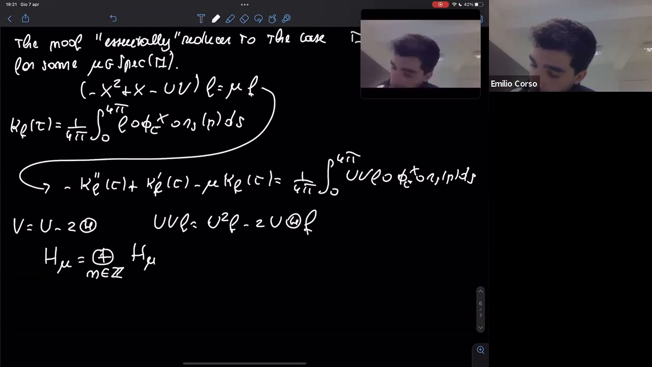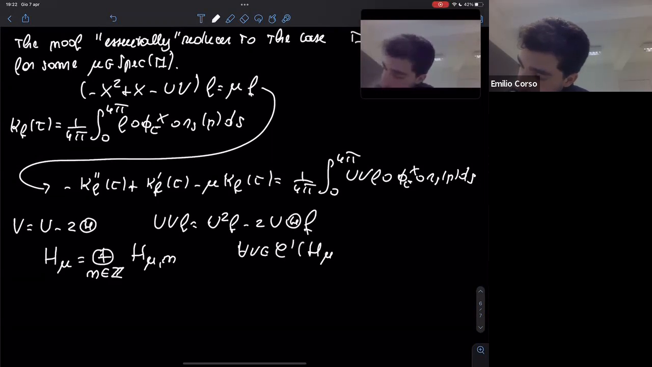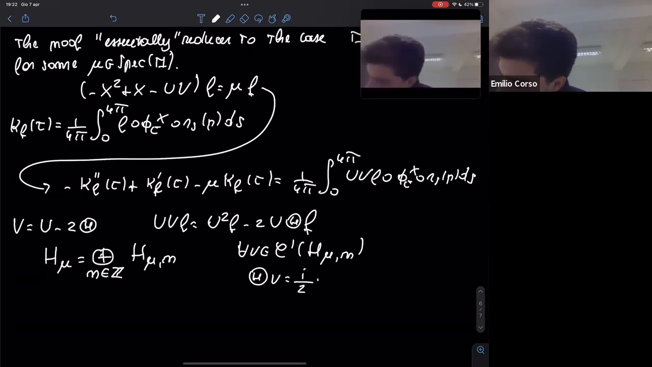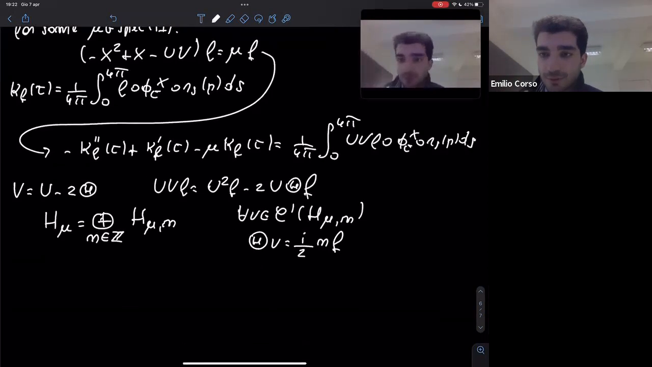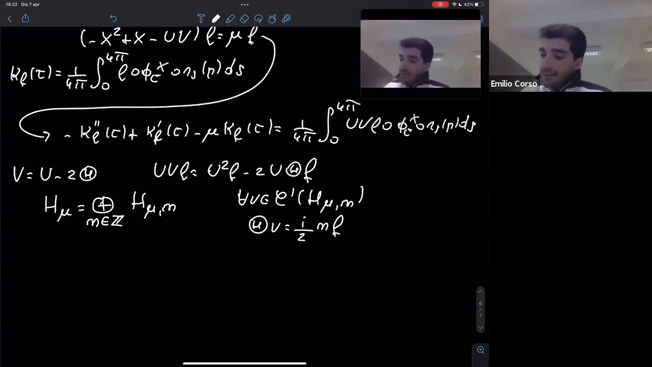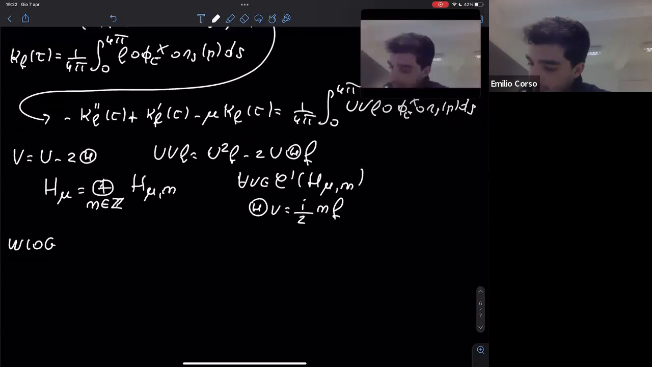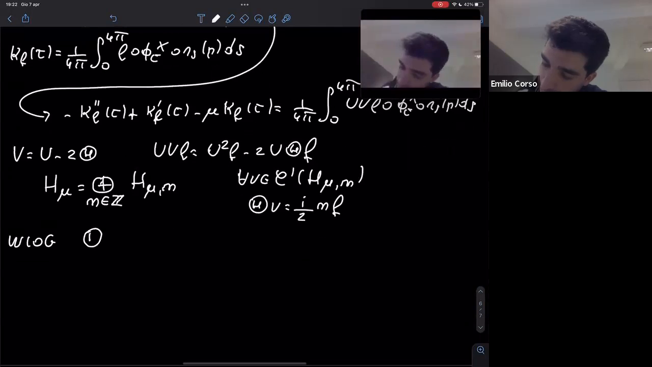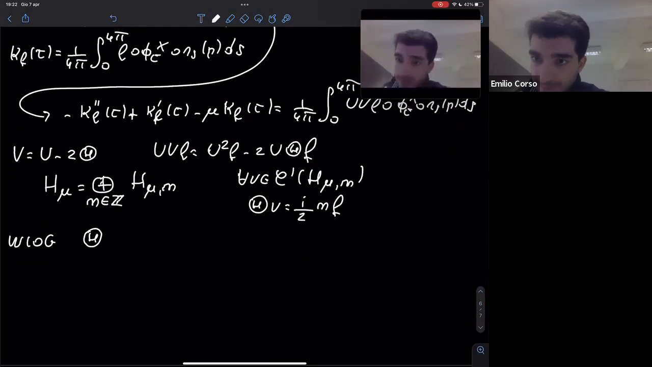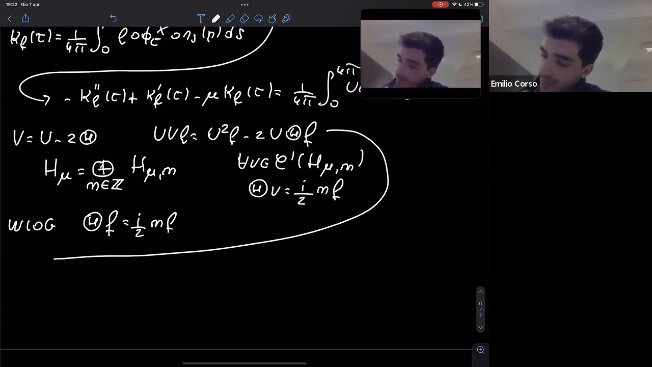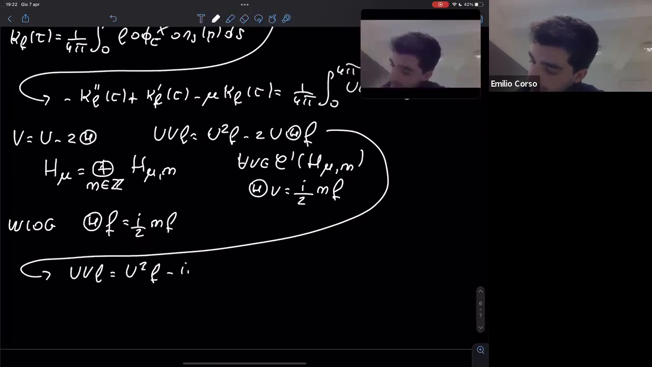Which I call H mu n, where for any v in C1 of H mu n, these are eigenspaces. So the action of theta on it, because of the normalization I chose, I have to divide by 2 here, and afterwards I have only integer eigenvalues for theta. So again, I can assume without loss of generality, up to technicalities which are not immediate to deal with, using this decomposition, that f is also an eigenfunction for theta. So I assume that theta f is i halves n f. And so this translates into u f equals u squared f minus i n u f.